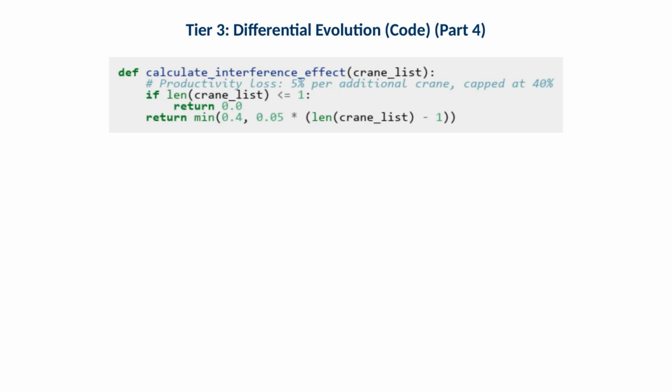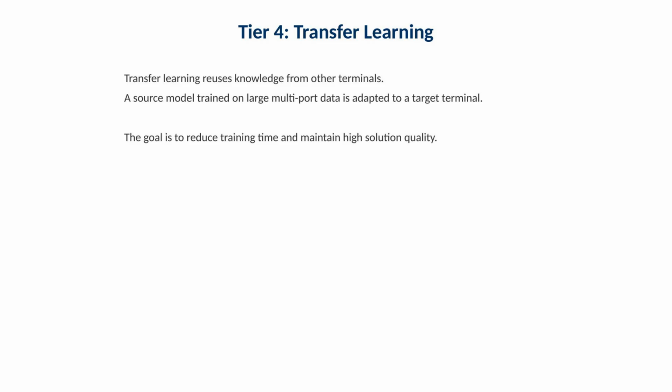The output includes the best allocation found and its performance metrics, which allows you to compare against beam search and the baseline model. Tier 4 introduces transfer learning to reduce the cost of building predictive models for new terminals. Instead of training from scratch every time, you start from a pre-trained model, learned from other terminals, and adapt it to a new layout and operating pattern.